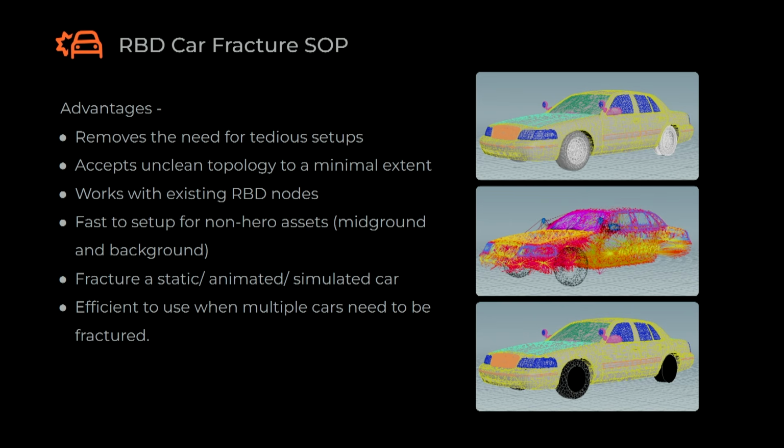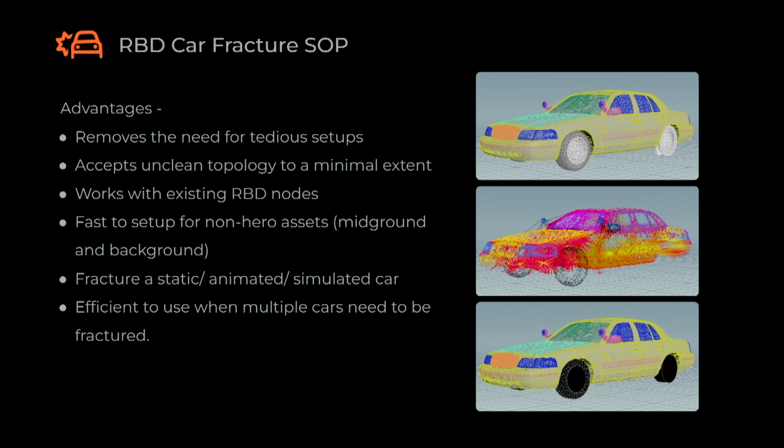It also works with the existing RBD nodes, so you can still use your constraint properties sub, you can still use your material fracture sub, everything's still within the same workflow, same ecosystem. And it's also fast to set up for non-hero assets. For example, this car is not a highly detailed hero asset. You could consider this as something like a mid-ground asset with enough detail.